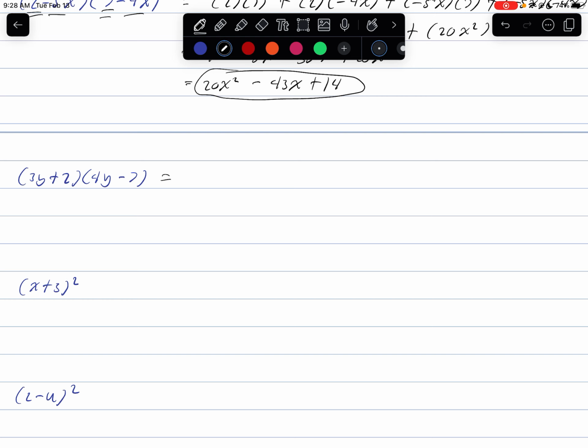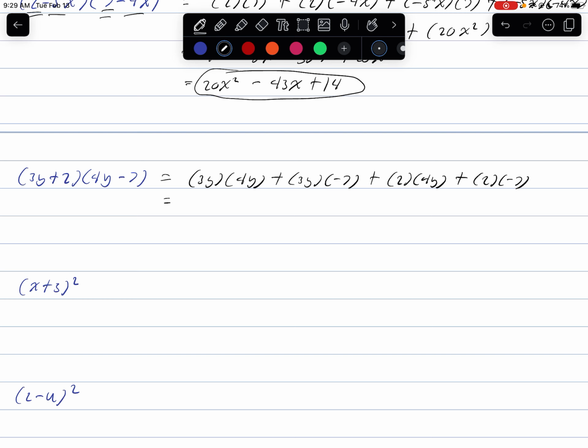Okay, so 3y plus 2 times 4y minus 7. So we do our firsts. So we have 3y times 4y. We have our outers, so 3y times negative 7. Okay, then we have our inners, which is 2 times 4y. And then 2 times negative 7 at the end here for our last.